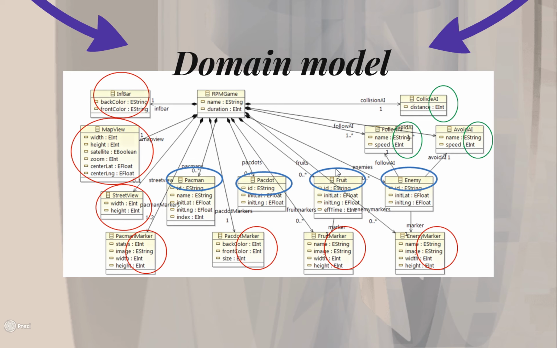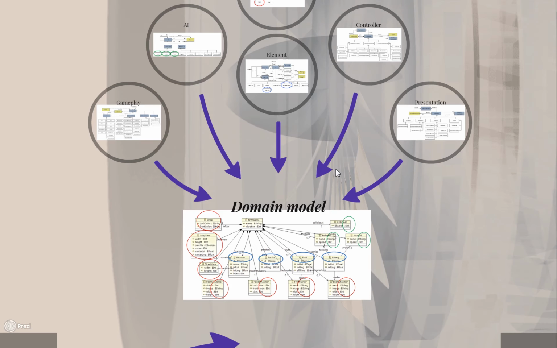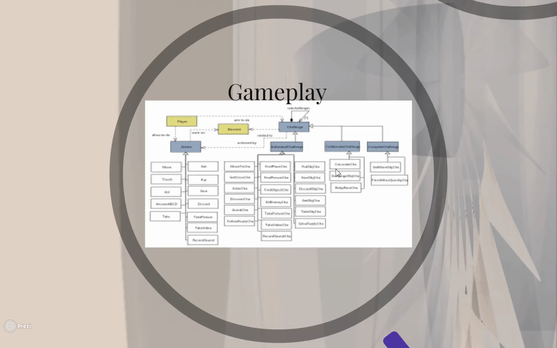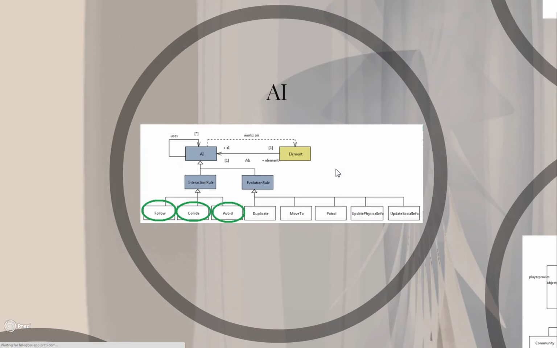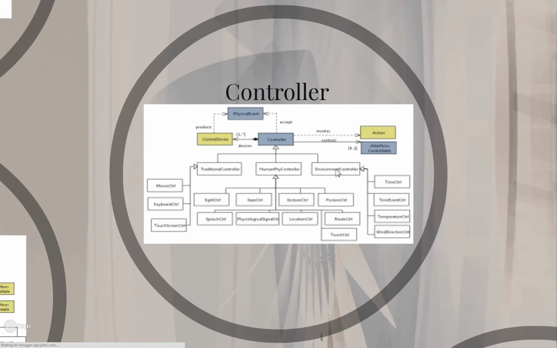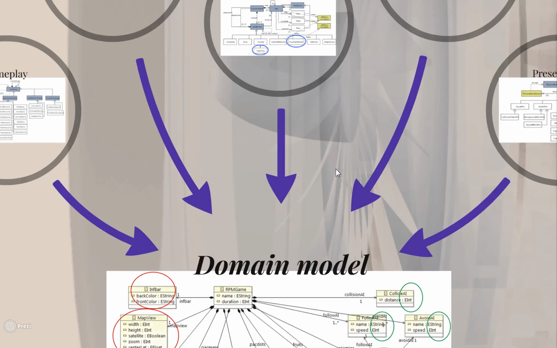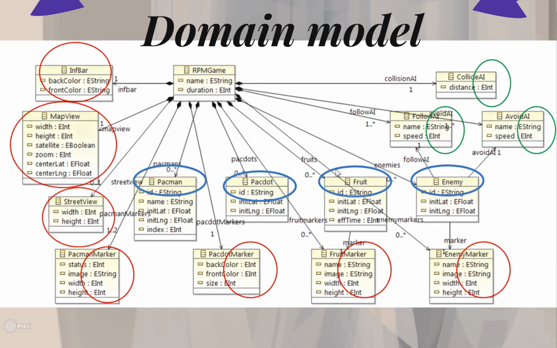We do not have to invent these concepts from scratch, however. Instead, we use some predefined concepts to construct this model. These concepts are organized in different perspectives like gameplay, AI, element, controller, and presentation. By choosing and using these concepts directly or with simple adaptation, the domain model can be constructed.